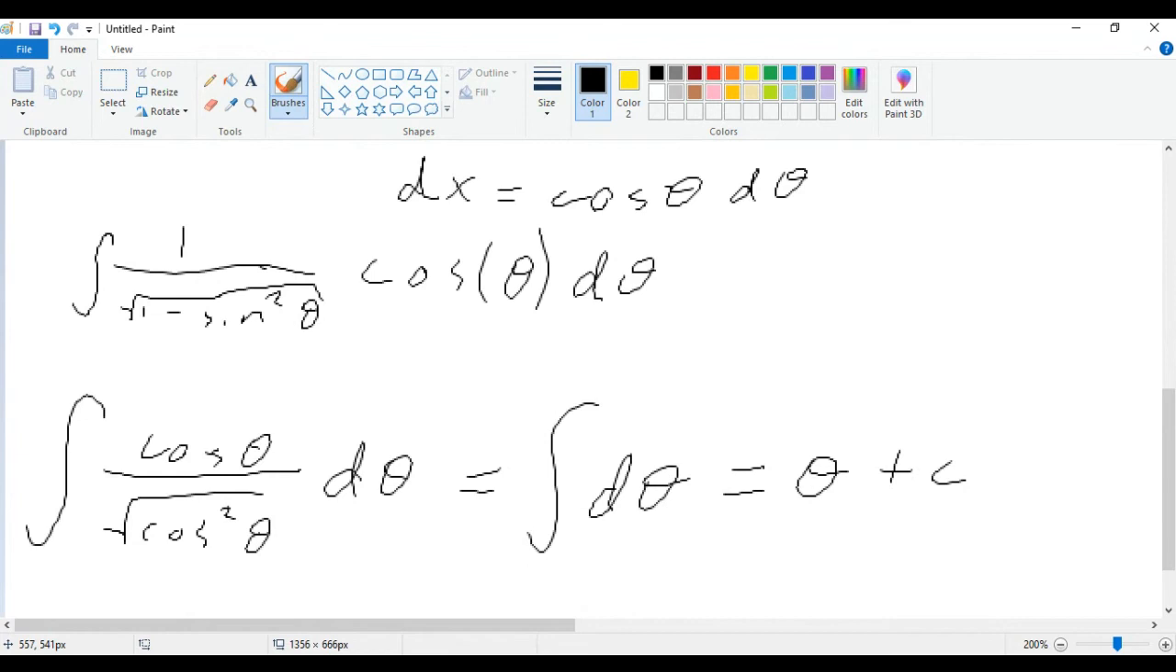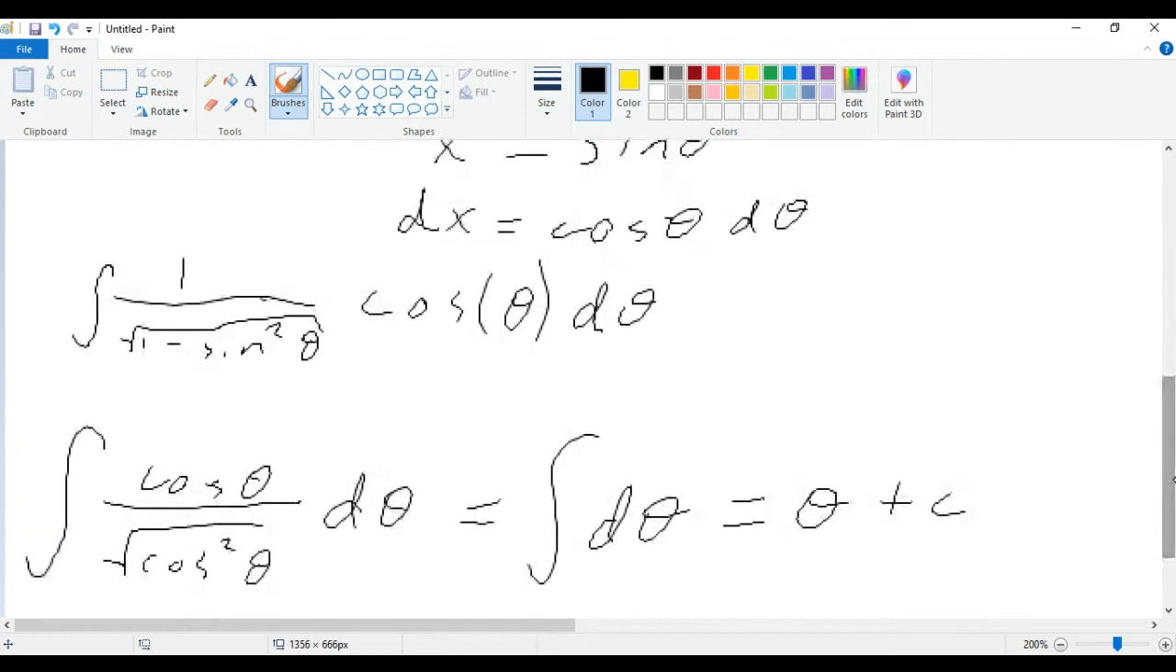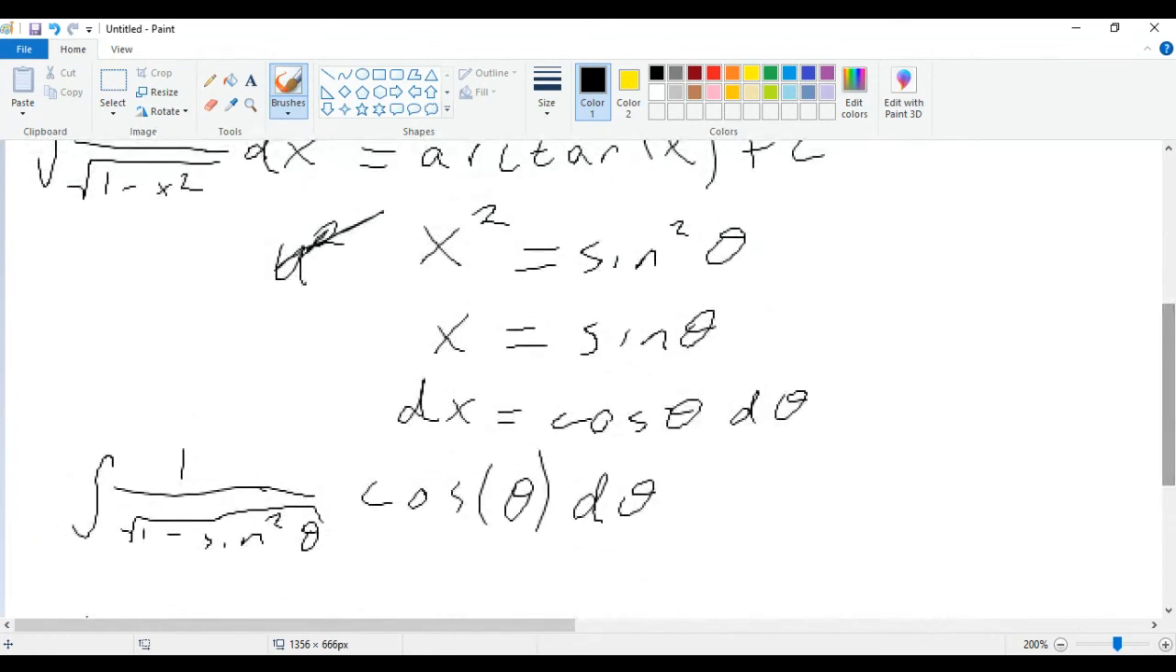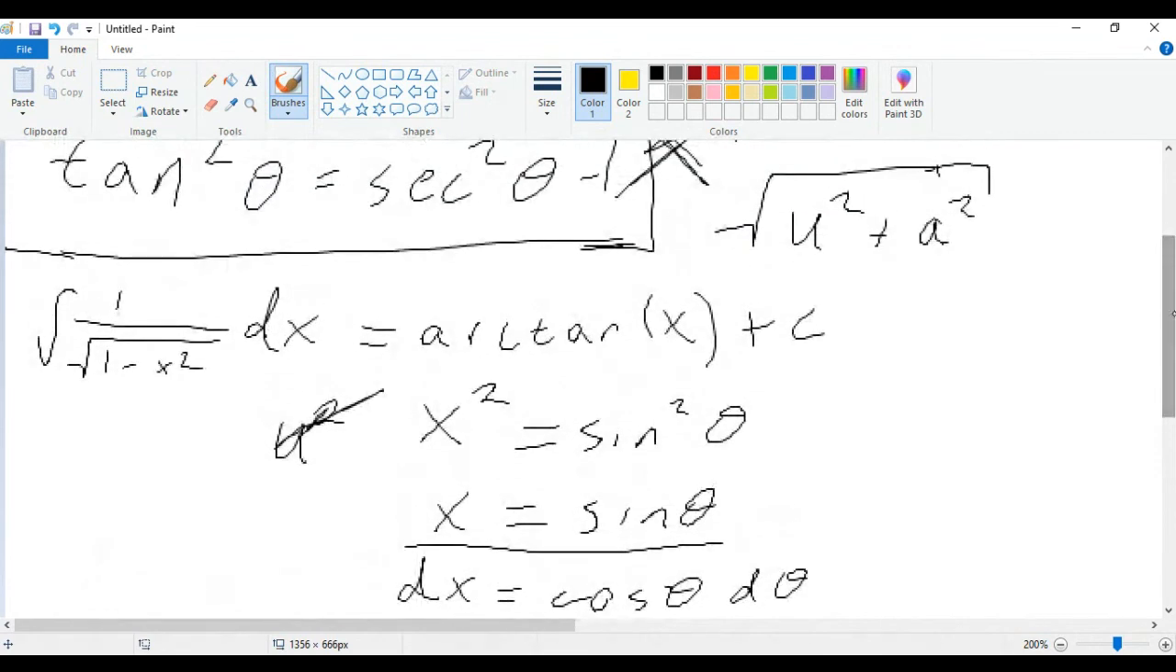But then our answer needs to be in terms of x. So we look back at our substitution and see that x is equal to sine of theta. In this case, I was wrong right up here. That should not be arctan. That should be arcsine. Sorry.